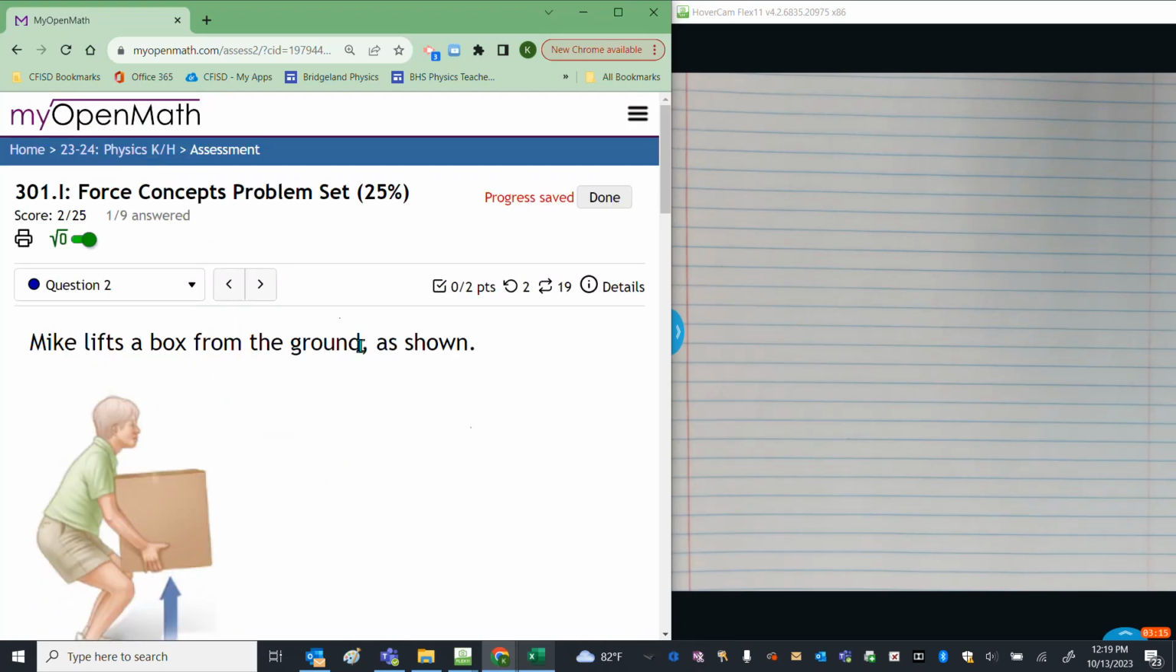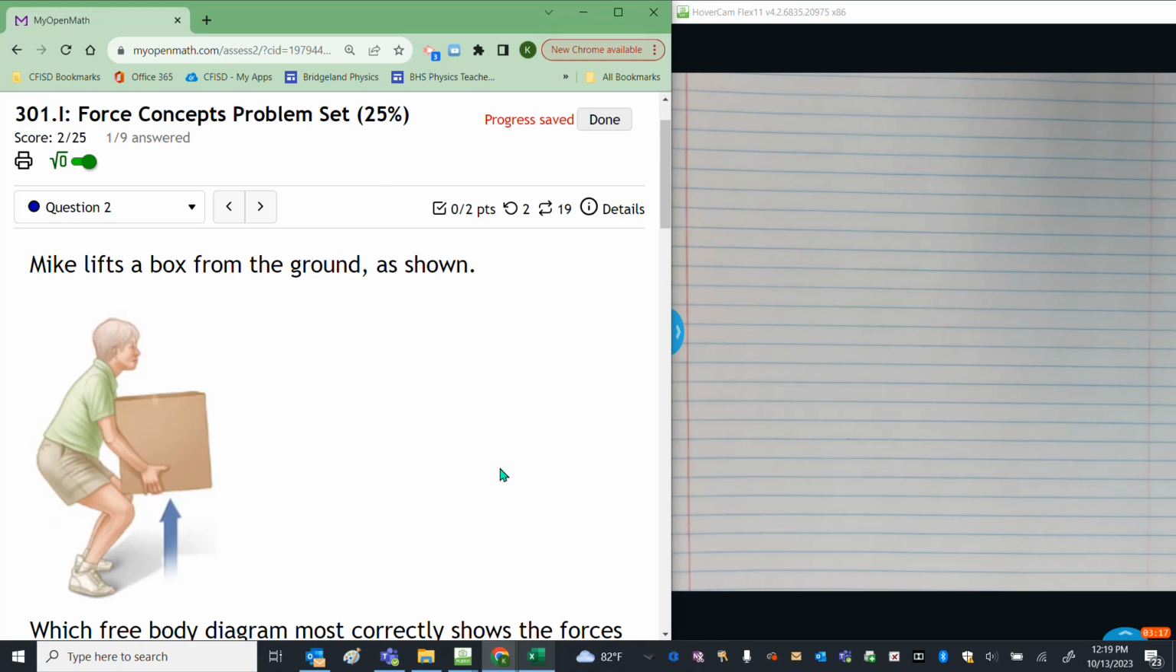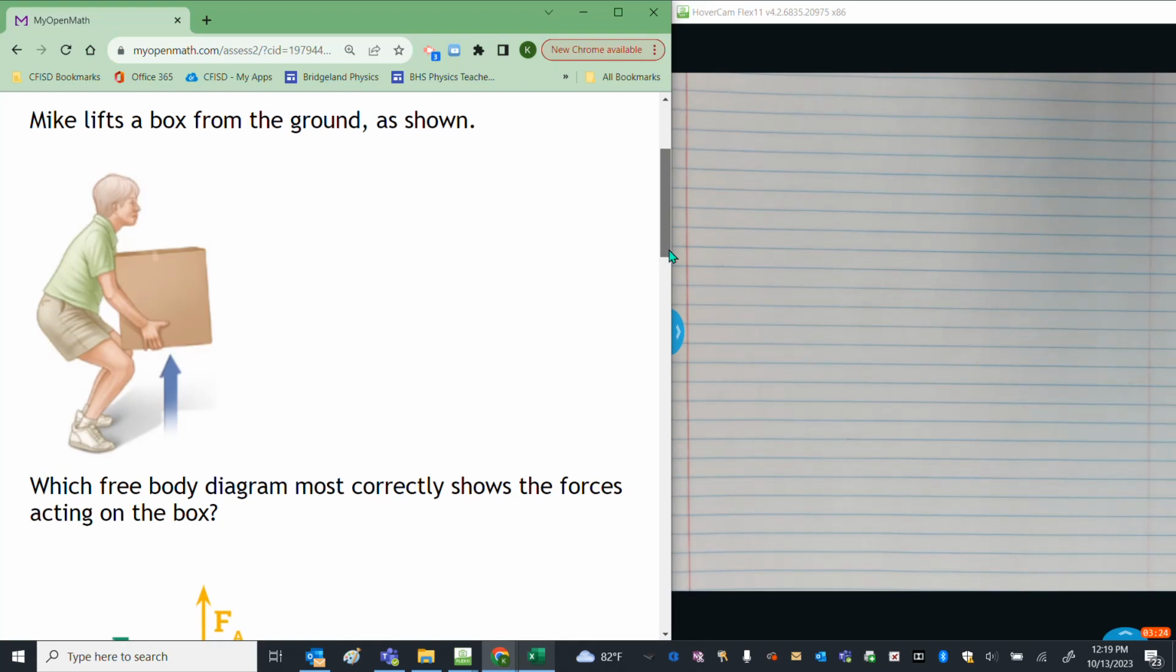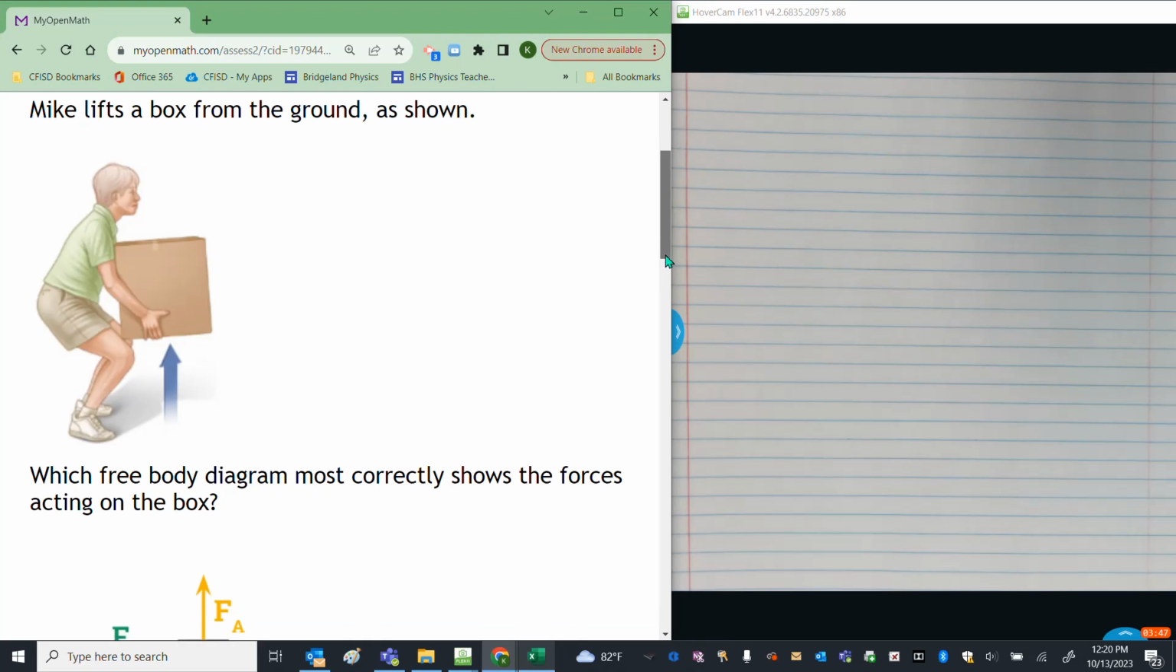Next question, number 2 on 301.1 says Mike lifts a box from the ground as shown. Which free body diagram most correctly shows the forces acting on the box? Again, we can see that he's lifting it, so we know he is applying a force to this box. We also know, just like the last question, that we always want to include the force of gravity. This box has weight to it. The earth is pulling down on it, giving it weight due to Earth's gravitational field. So we have an applied force up and we have force of gravity down.